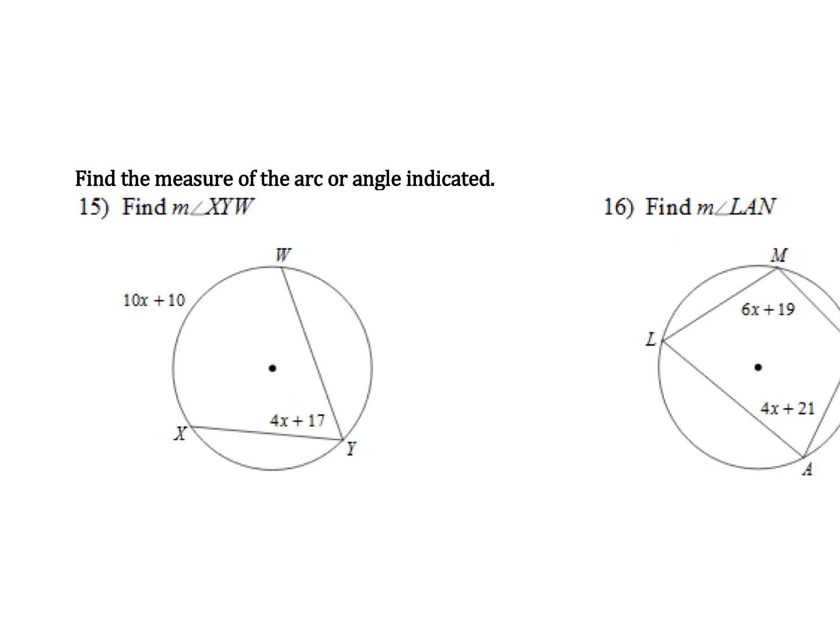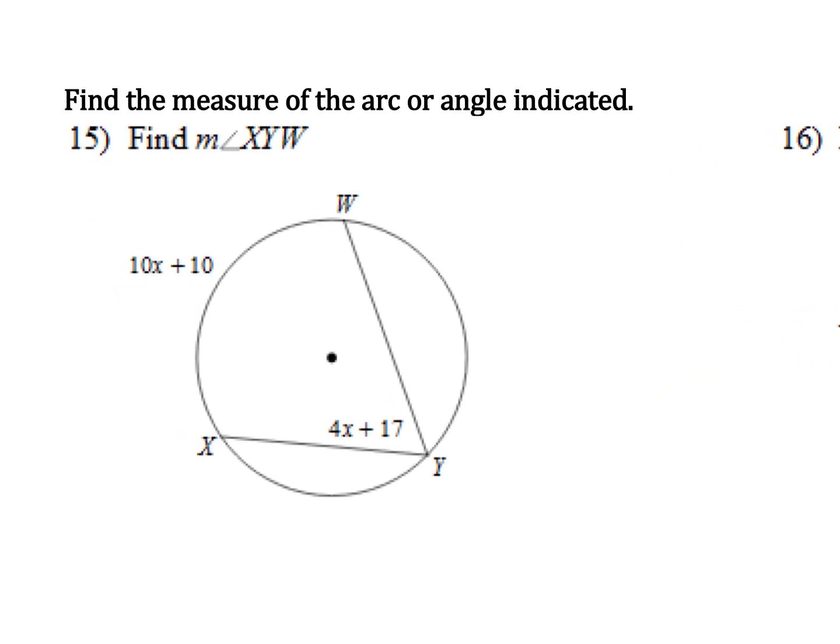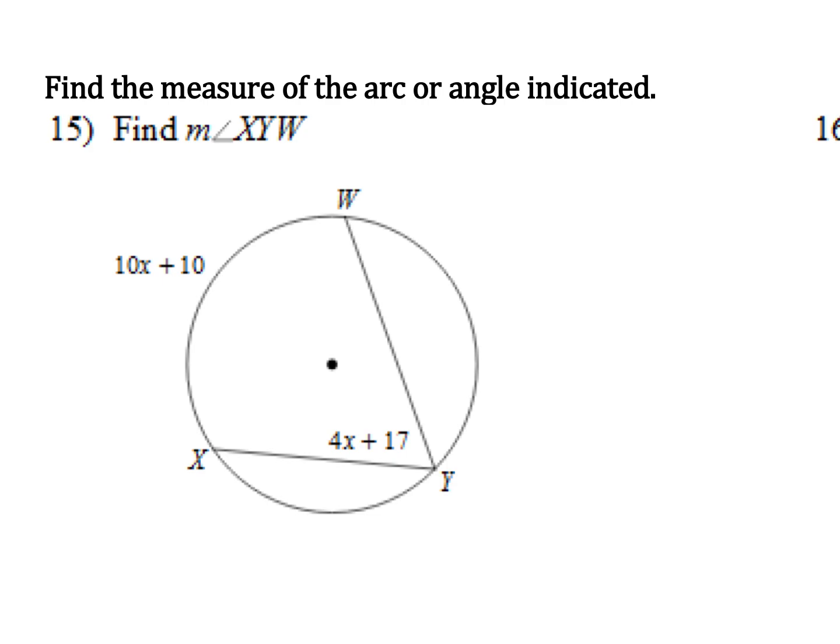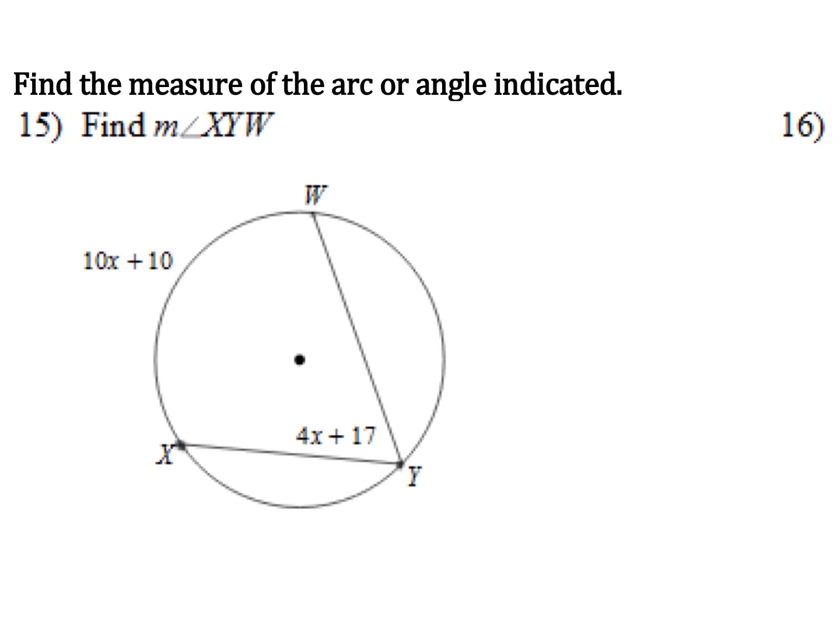Okay, let's look at this one. Find the measure of the arc or angle indicated. Number 15, find the measurement of angle XYW. So earlier I showed you that if you're going to be finding the inscribed angle, we have this formula: the measurement of, let's say, x degree is equal to 1/2 of the intercepted arc AB. So we're going to make use of this one, 4x plus 17 as our inscribed angle in here.